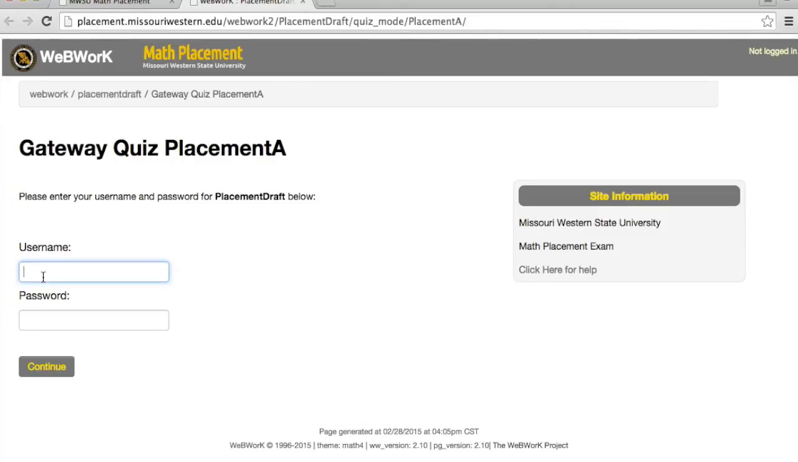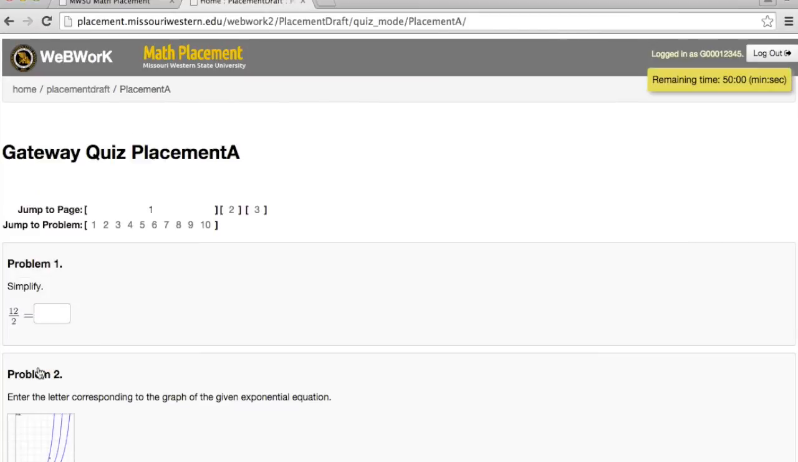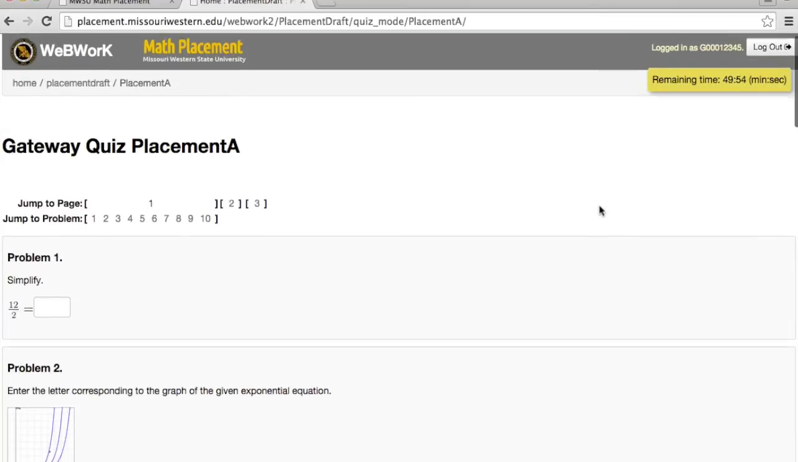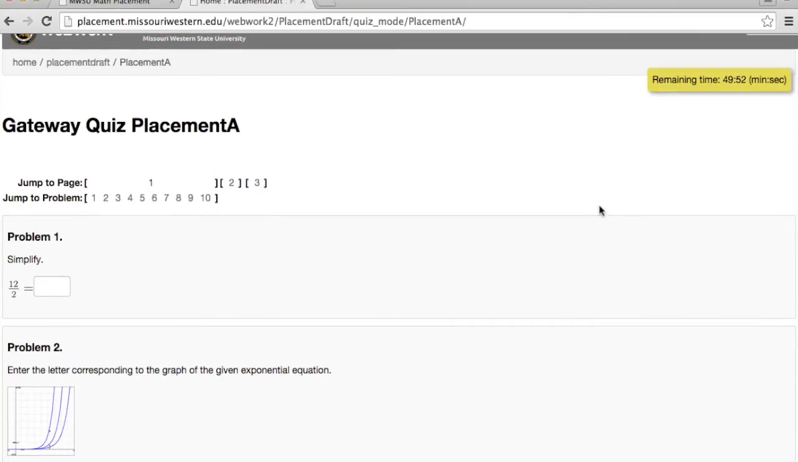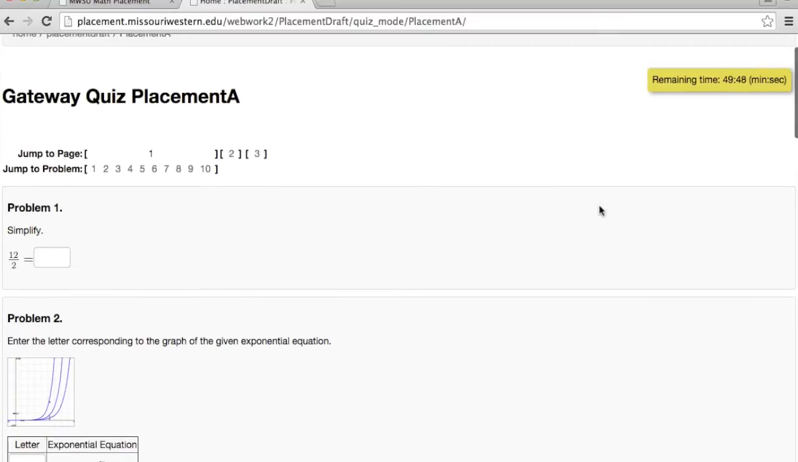You need your G number, and then you also need to input a password, which is going to be month, day of your birth date. After we input that, you can see that you are now in the sample exam. You have 15 minutes to complete the sample exam. You are allowed to do it an infinite number of times, and each time you're going to get new questions.